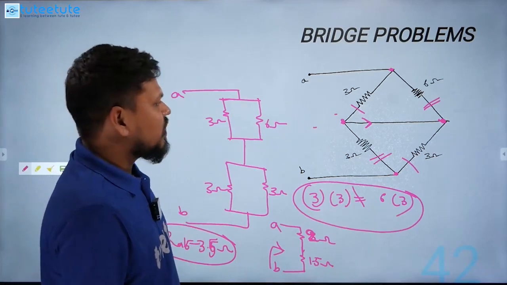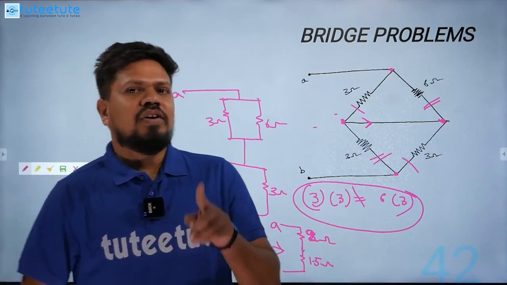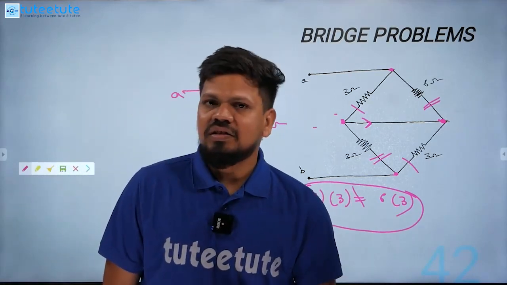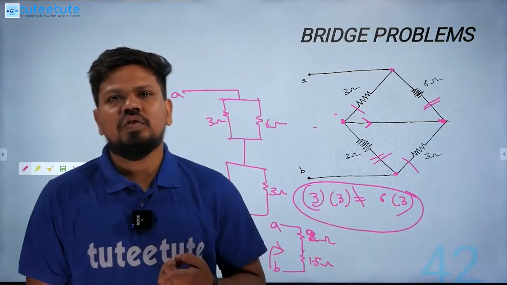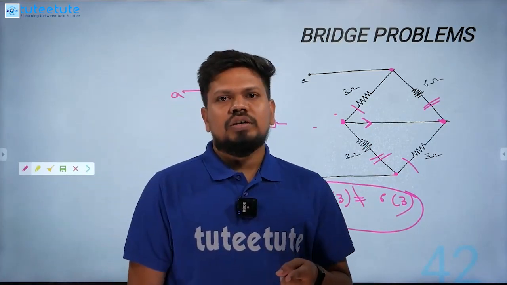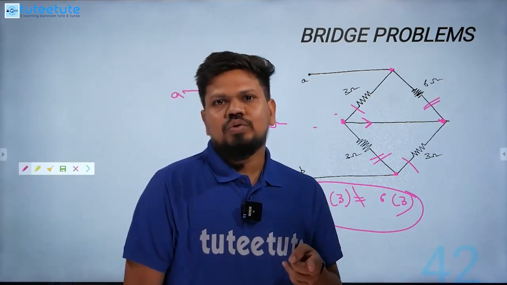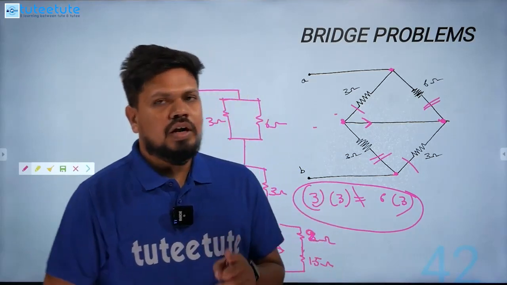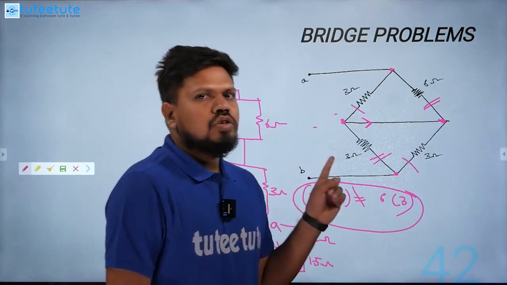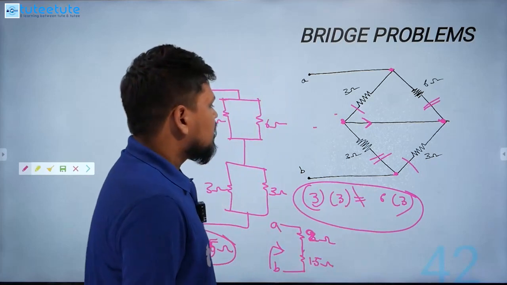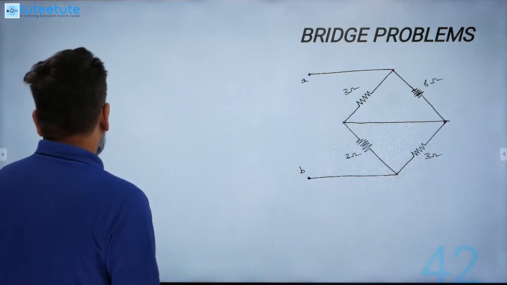Okay, we have to first confirm whether this is a bridge or not. After that, whether this is a balanced bridge or not. If you write any conventional problem in SSC JE, without mentioning whether this is a bridge or not, and you just do the problem, then they will not give marks for this question. Understood, right? So in conventional, you should not skip this for this type of problem. Okay, let's see the next problem.